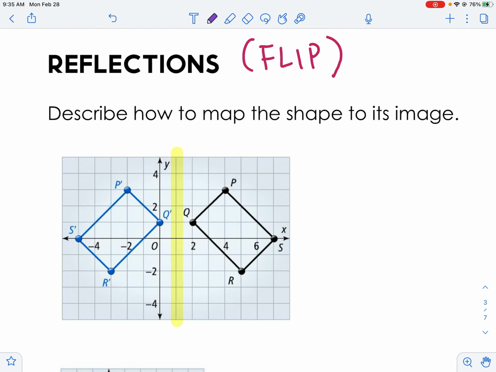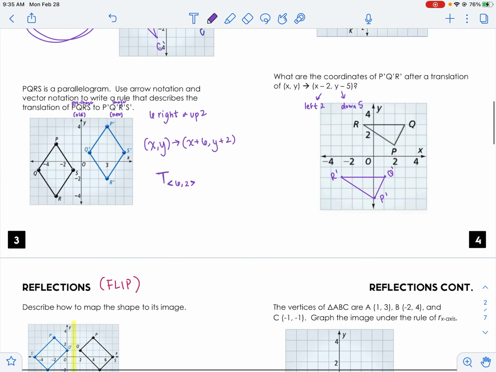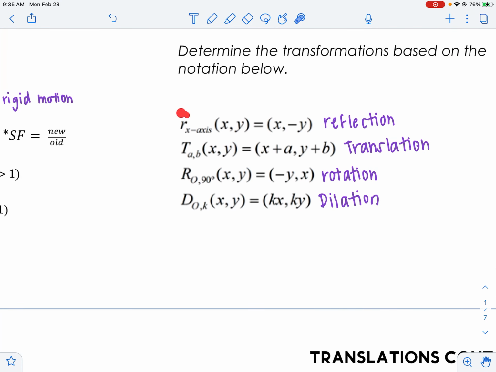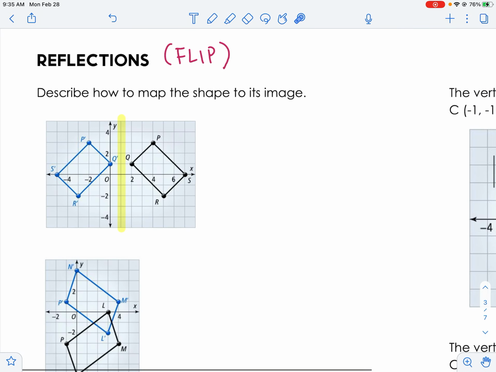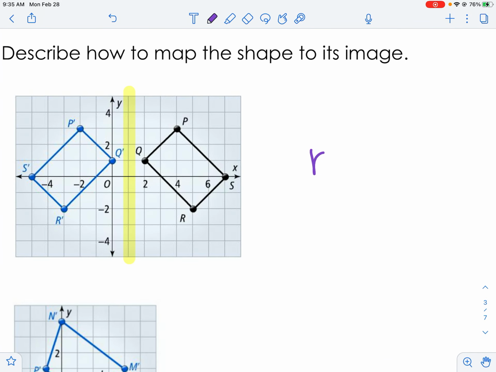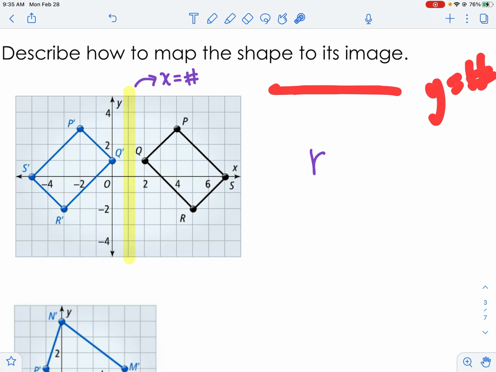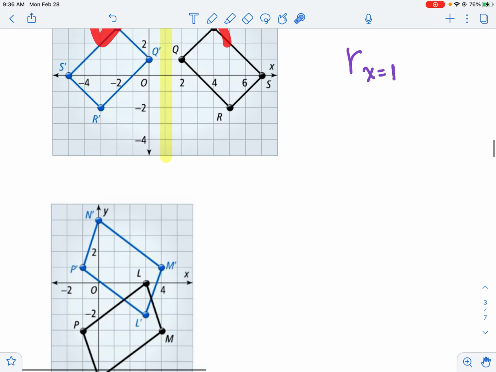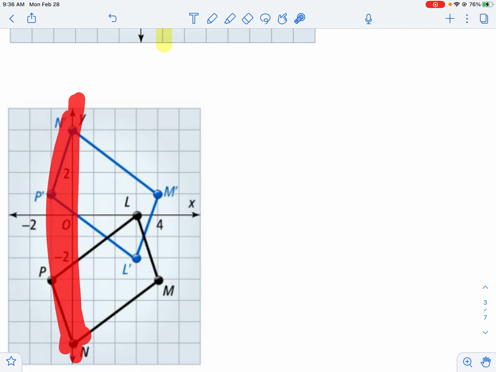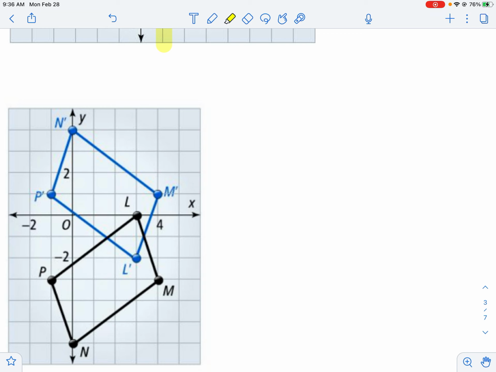Now, the problem says describe how to map the shape to its image, and that goes back to what we had up here. We know that it's a flip or a reflection, so I'm going to put R and then just state whatever I'm flipping it over. So for this one, I'm going to say R, lowercase r for reflection. Now, it's a vertical line. Remember that vertical lines like this will always be x equals a number. Whereas horizontal lines like this will always be y equals a number. So I know this is vertical. All you have to do is figure out what's the x number where it crosses, and that's at 1. So it would be a reflection, a flip over x equals 1, that vertical line. And that's how I map the shape to its image. That's it. So down here, if I try to flip it that way, that wouldn't quite work. It's not quite at an angle. This would be a horizontal line.